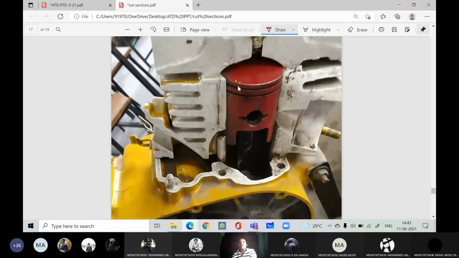This is the two-stroke petrol engine. Can you see the port over here? That is the exhaust port. And can you see one more port over here? Transfer port. And one more port from here. This is the inlet port. Below we have the crankcase, right?